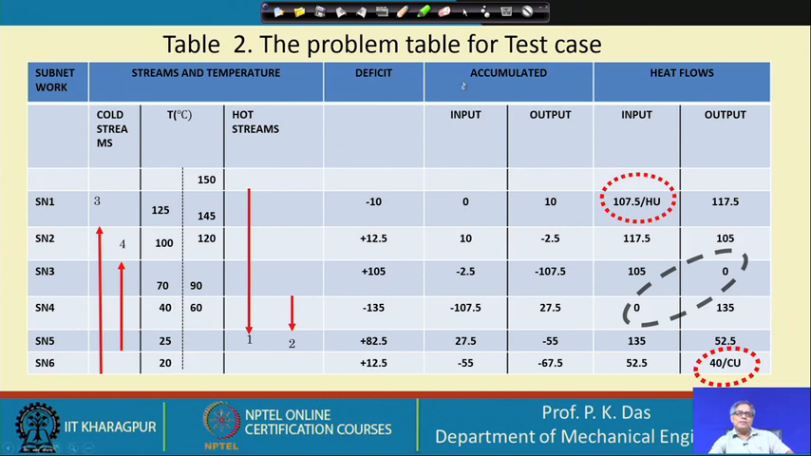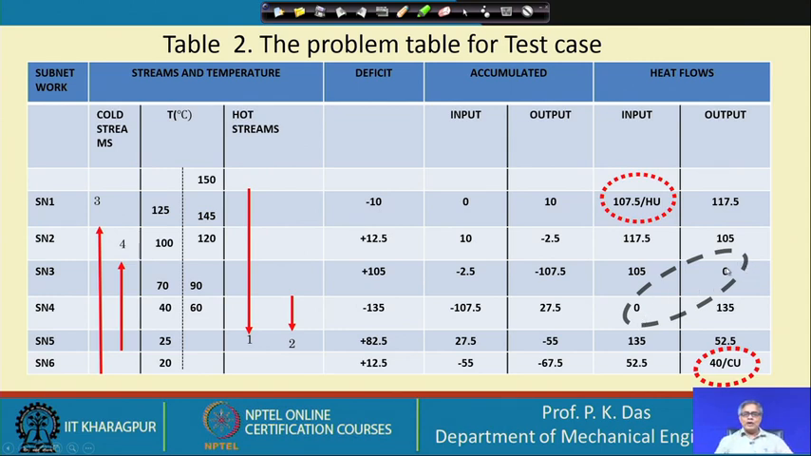The maximum negative input we can see is 107.5. So, what we do is, at the beginning we add plus 107.5. If I add it, then the output will be 107.5 plus 10, that means 117.5. And the same way we will proceed, and somewhere we will get an output equal to 0.